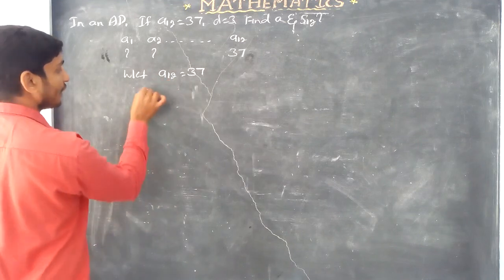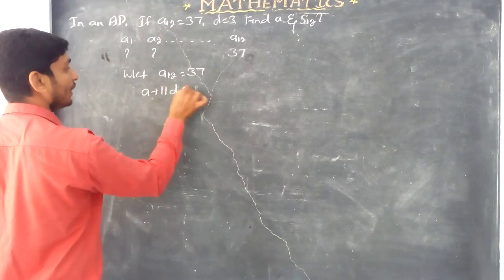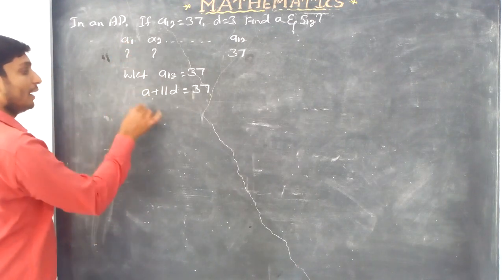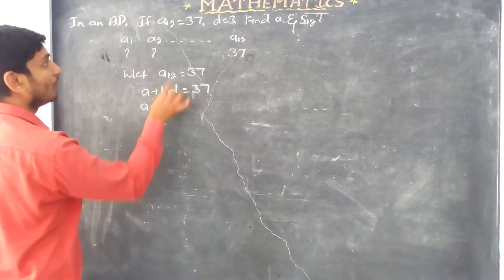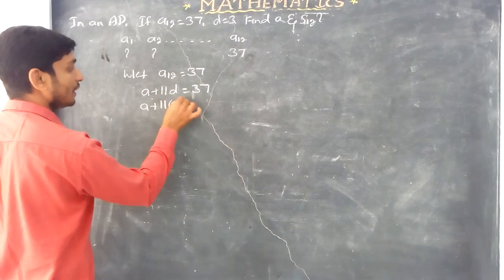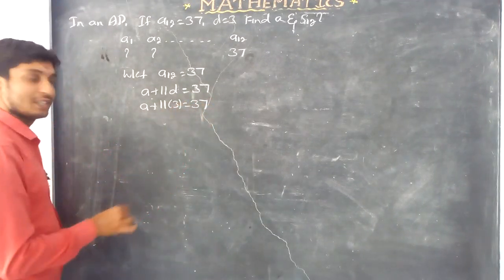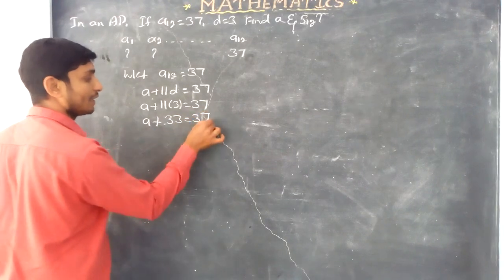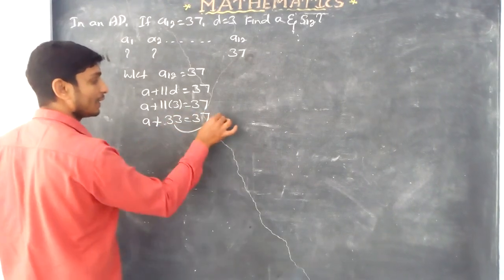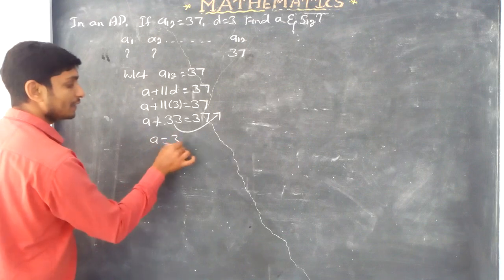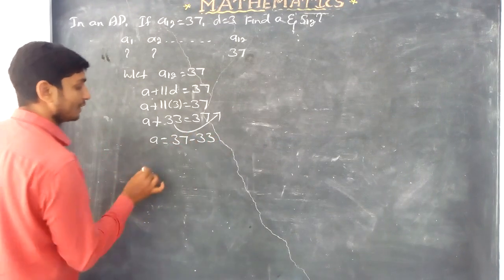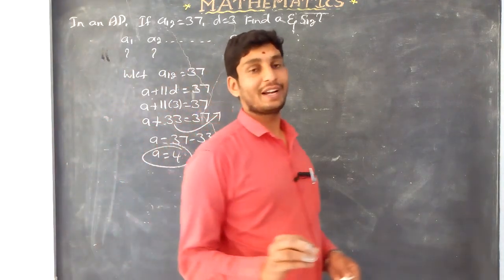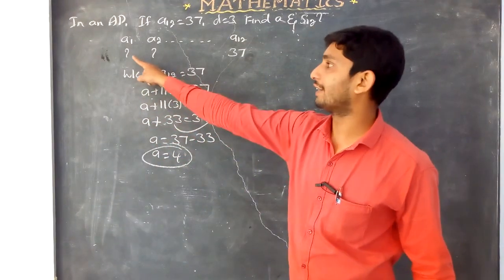A12 ಅಂದ್ರೆ ಏನು? It is A plus 11D is equal to 37. A we have to find, plus 11 into D, it is given, it is 3, equals 37. That is A plus 11 3s are 33 equals 37. I need to transfer 33 to that side. That is A is equal to 37 minus 33. A is 4. ಹಾಗಾದ್ರೆ A ಸಿಕ್ತು. A ಎಷ್ಟು ಹಾಗಾದ್ರೆ 4.